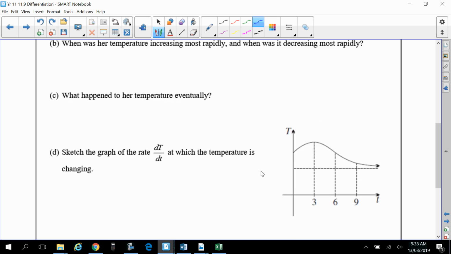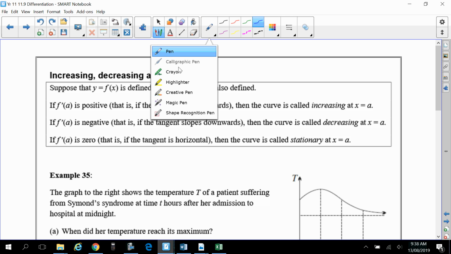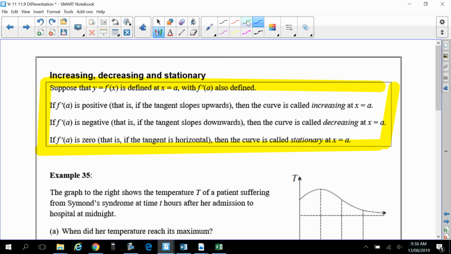Okay, about this question. So we have to interpret the graph. Increasing, decreasing, stationary, what we just said, are now summarized in this box. Highlight it, or maybe draw a box around it. So suppose f(x) is defined at x equals a, with f'(a) also defined. If f'(a) is positive, that is if the tangent slopes upwards, then the curve is called increasing at x equals a. If f'(a) is negative, the tangent slopes downward, then the curve is decreasing at x equals a.